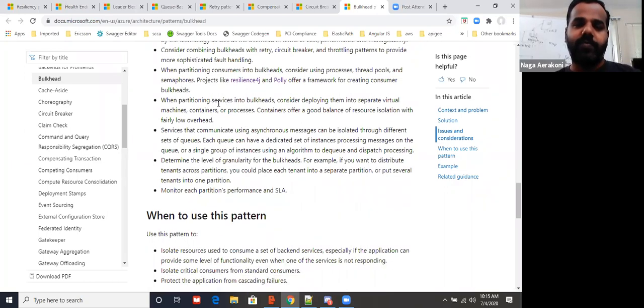When you are partitioning into bulkheads, they can be deployed into separate virtual machines. You can use separate Docker containers for each of them, so that even if one fails, the others continue to succeed.